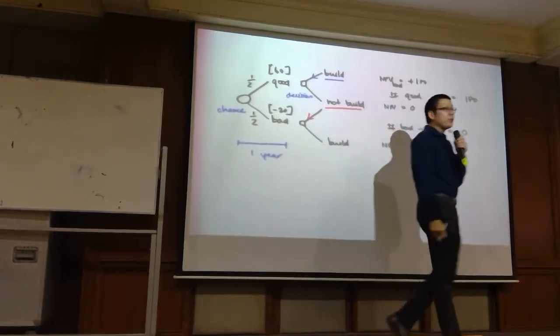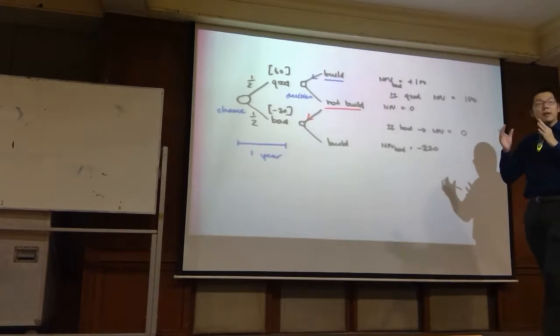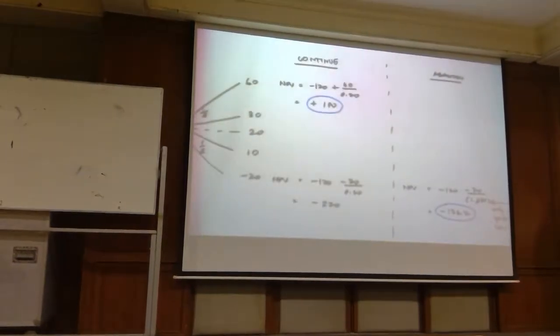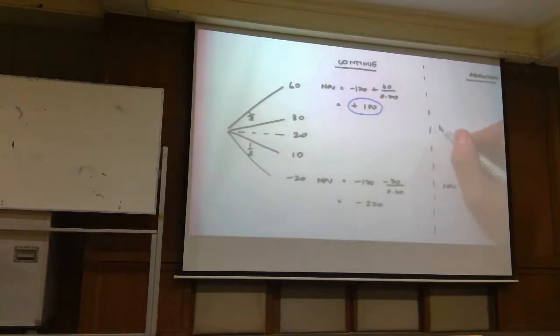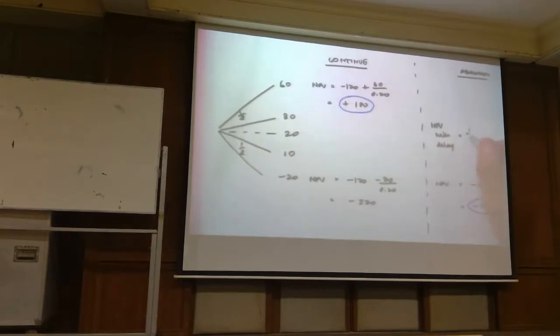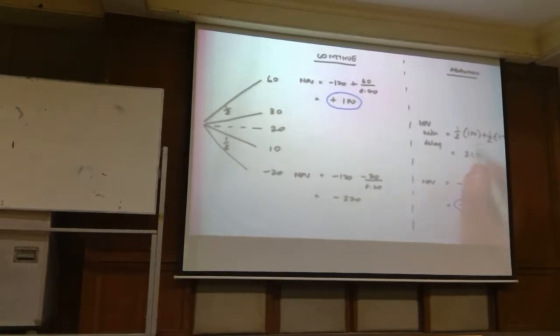Of course, we saw earlier, if you build today, it's minus 20 without any option. If I build today and I could abandon, then it's like 13.6 or something. Let me take the number from last time first. If I could delay, then my NPV with delay, we calculated as a half times 180 plus a half times minus 136.7 equals plus 21.7. So think of this as our baseline.